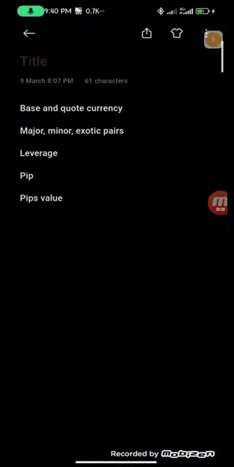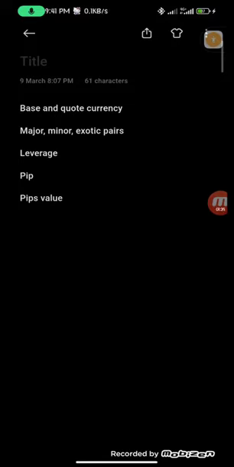So what we are going to talk about today is base and quote currency, majors, minors, exotics, leverage, pips. All these things are something you're going to be seeing. In fact, without these things you're not doing anything, because you must know them. These are what you're going to be working with. So let's start with base and quote currency.